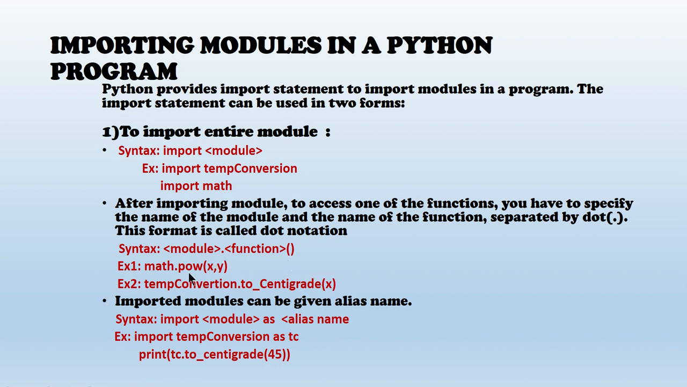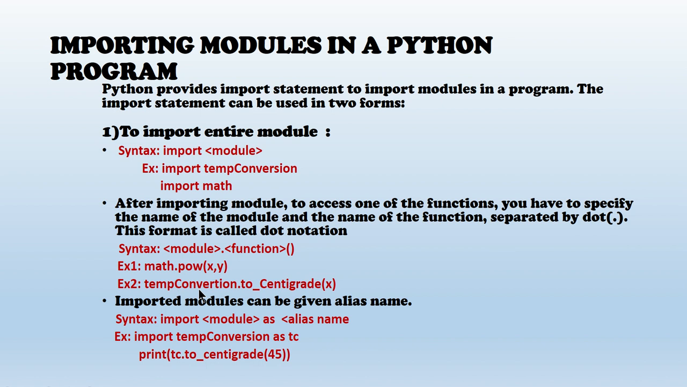We have already used pow. How will you access it? Even after importing math, you will be accessing the pow function using math.pow, with whatever arguments are required by the function. This particular notation is called dot notation. That is accessing the functions present in the module using the module name: module name dot function name. The way of writing this method is called dot notation.